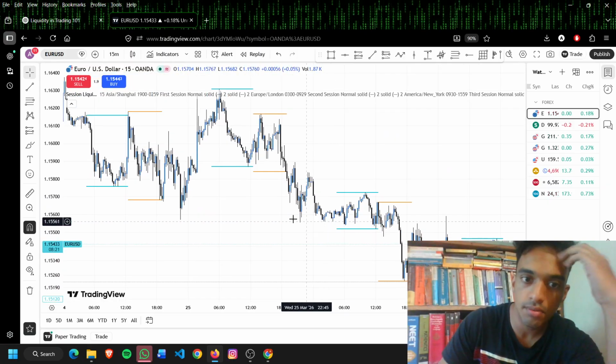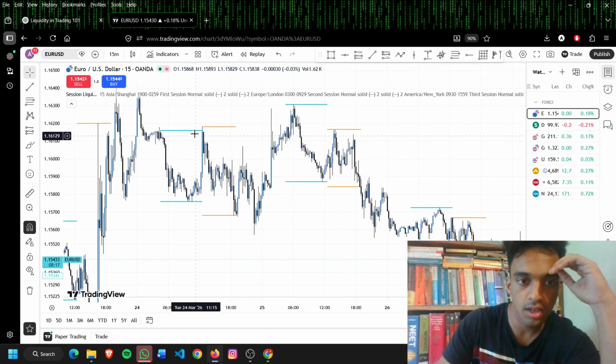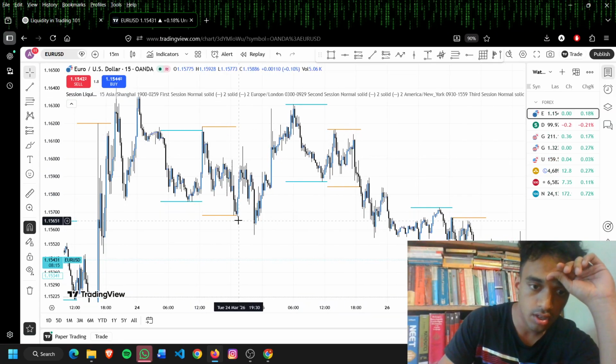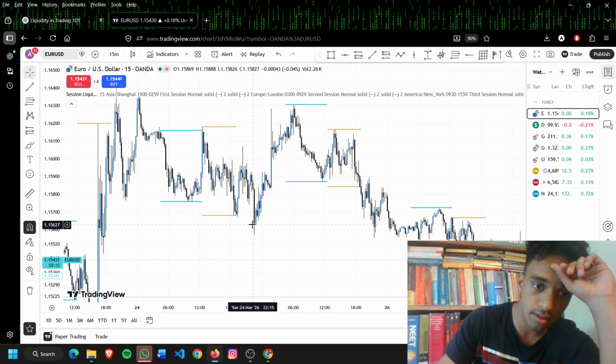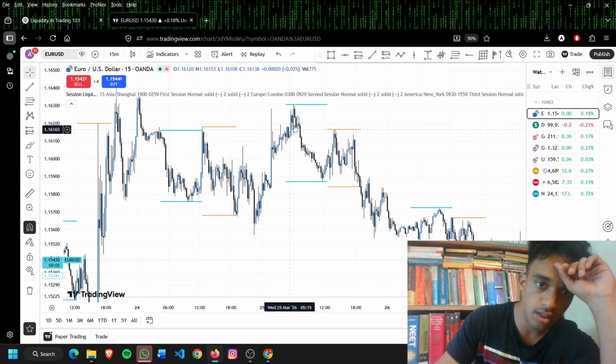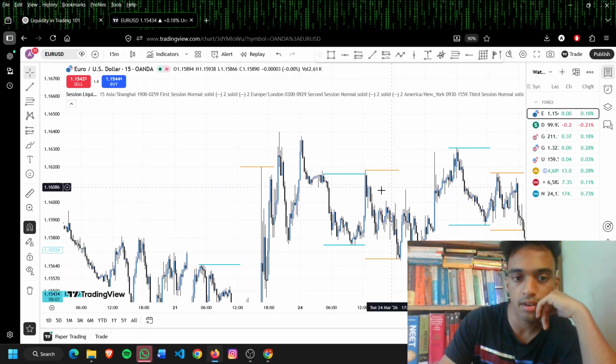Let's see. I might miss some things, but see, this is the Asian session. Swept this liquidity. I mean, we would have waited for it. This is a liquidity sweep, see, and then it went and targeted this high. So that's a winning trade again.